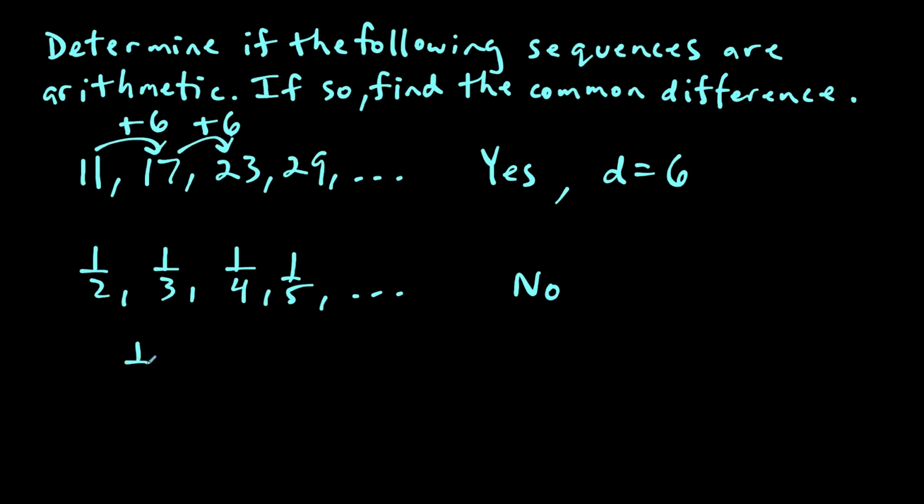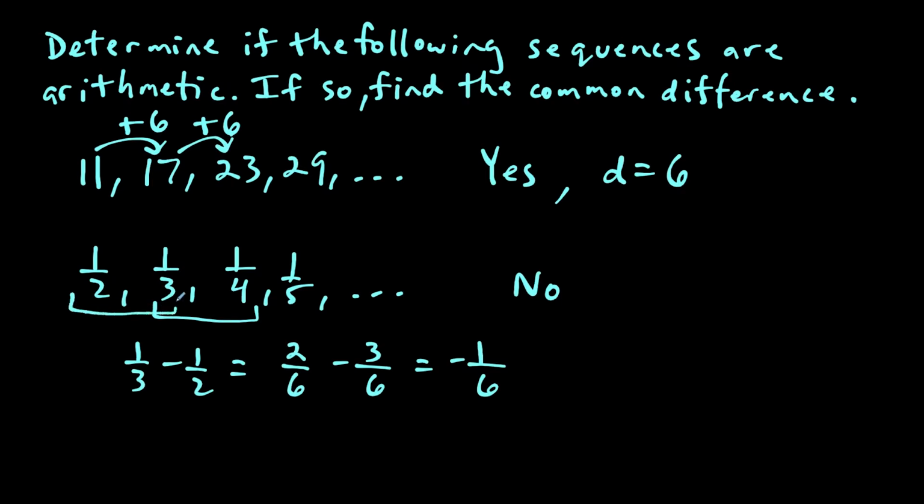any two consecutive terms. Let's say I subtract 1/3 and 1/2. Well, I find common denominators, and this I could write as 2/6 minus 3/6, which is -1/6. But then if I do this again for the next two consecutive terms, let's say we first did 1/2 and 1/3, so now we'll do 1/3 and 1/4.